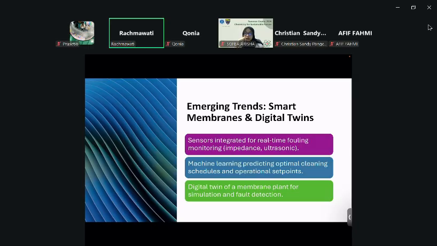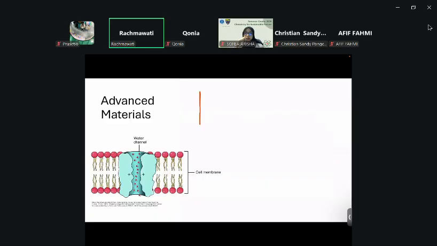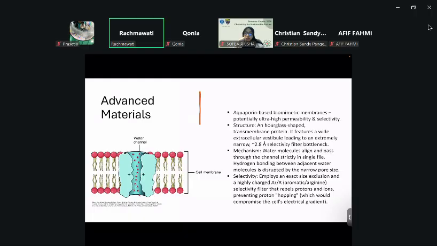And there are also emerging trends using smart membranes and twins, like using sensor integration for real-time fouling monitoring, machine learning prediction, and also a digital twin of the membrane plant for simulation and fault detection. There is also the development of advanced materials like aquaporin-based biomimetic membranes. So basically, you have these kinds of pores through which the water can pass.